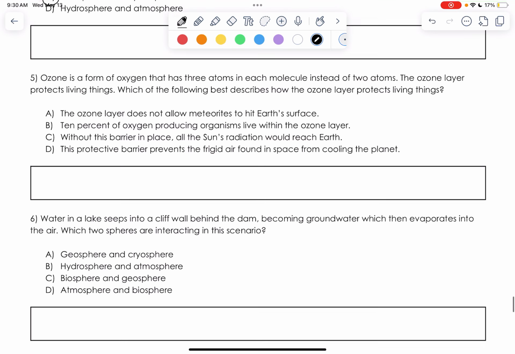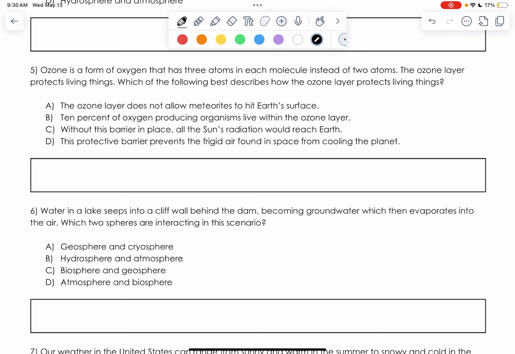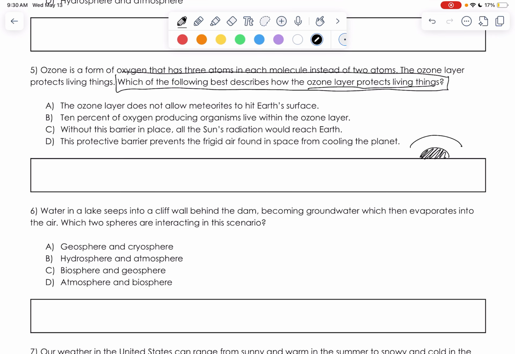Number 5, ozone, like Frozone, is a form of oxygen that has 3 atoms in each molecule instead of 2 atoms. The ozone layer protects living things. Which of the following best describes how the ozone layer protects living things? So ozone, like Frozone, is our superhero of the atmosphere. How does it protect living things? Well, if this is my Earth, it's found in the stratosphere, which is the second layer. I have my ozone layer.